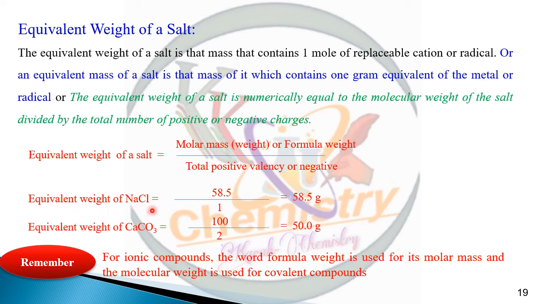Here, for sodium chloride, the molar mass is 58.5. The number of replaceable ions is 1, that is sodium or chloride. So 58.5 is the equivalent weight. The equivalent weight of calcium carbonate is its molar mass divided by 2, because here on calcium we have a +2 positive charge.